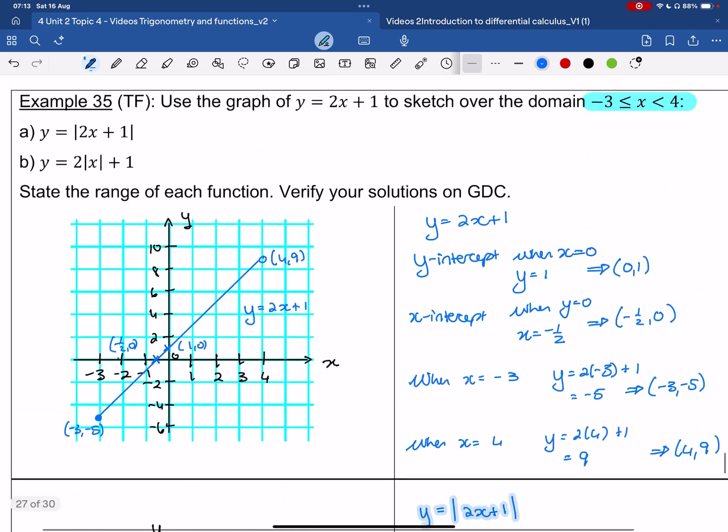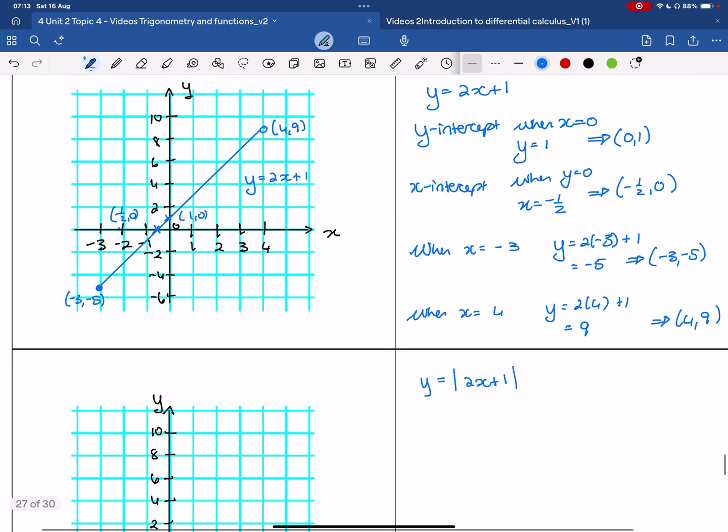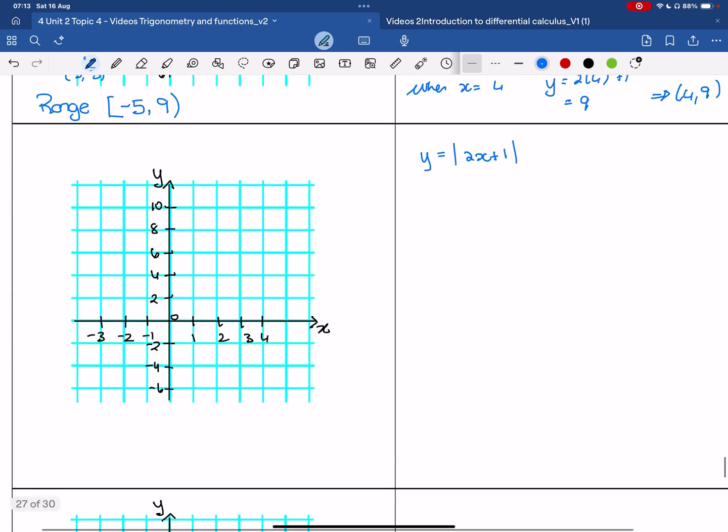Just before we do that, they wanted the range of each function. So our range for this first function is going from -5 to +9 excluded. Okay, let's have a look at y equals the absolute value of 2x plus 1.